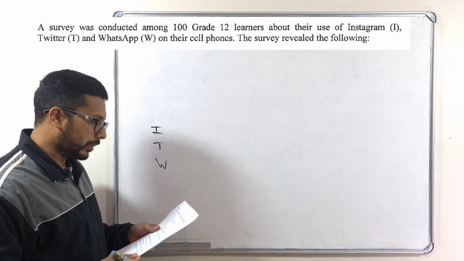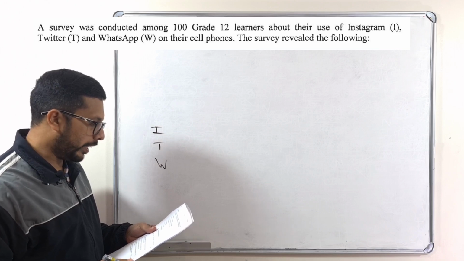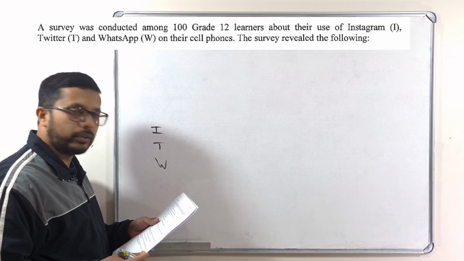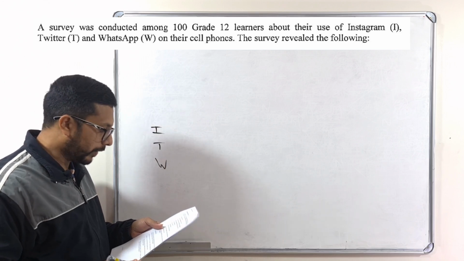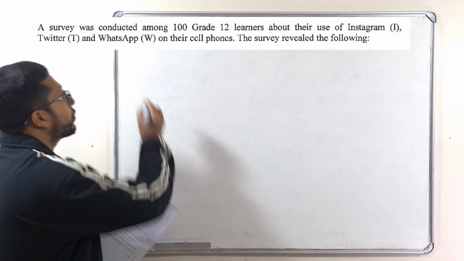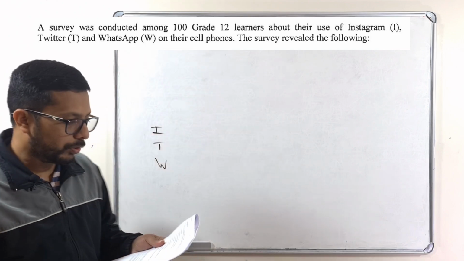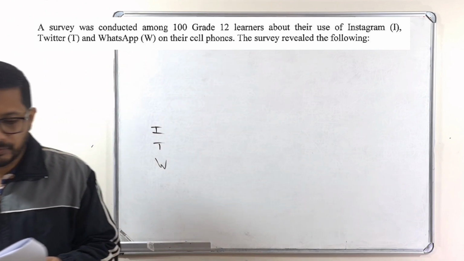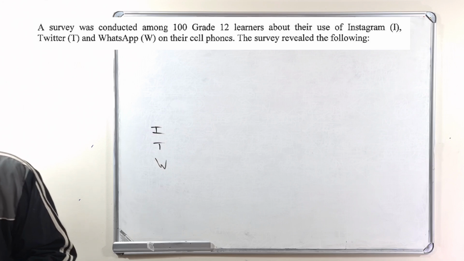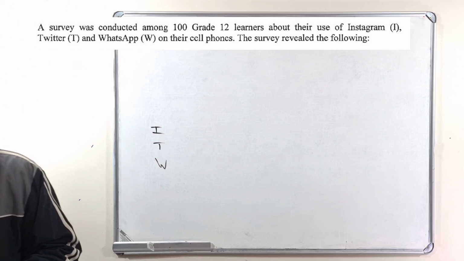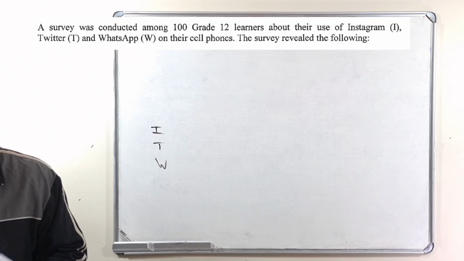on their cell phones. The survey reveals the following: 8 use all the three, 12 use Instagram and Twitter, etc. You can read that there. And what is the first question? Question number 10.1. You have to draw a Venn diagram to illustrate the above information. So you have to draw a Venn diagram based on the information given there.